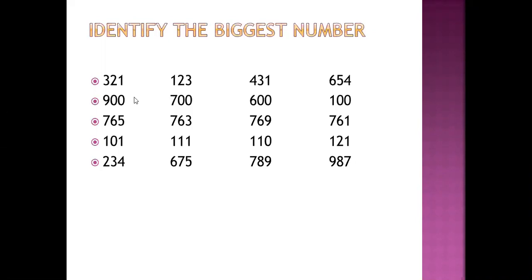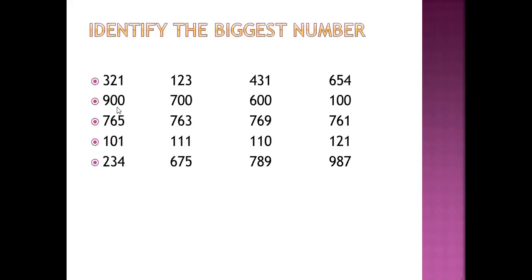The first number is 321. I want everybody to read it along with me. 123, 431 and 654. Now as you see the hundreds place here is 3, 1, 4 and 6. So the biggest number in the hundreds place is 6. So definitely 654 becomes the biggest number in this set.